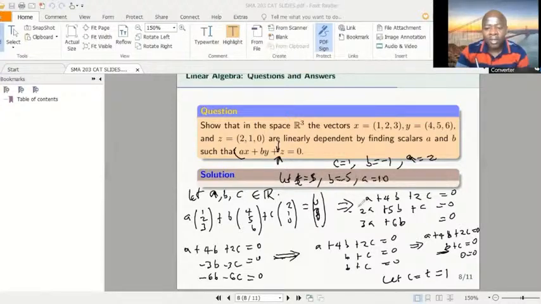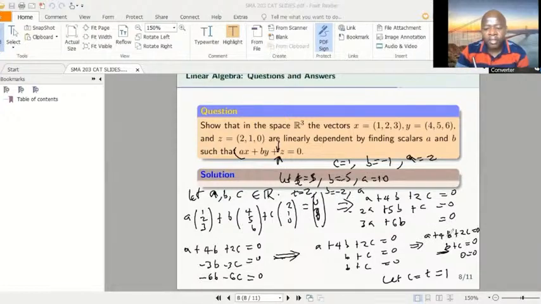If the question was left open, somebody else would have let t be 2. So if t is 2, that means c is 2. Then b will be negative 2. And so what about A? This person will have proceeded to find A.